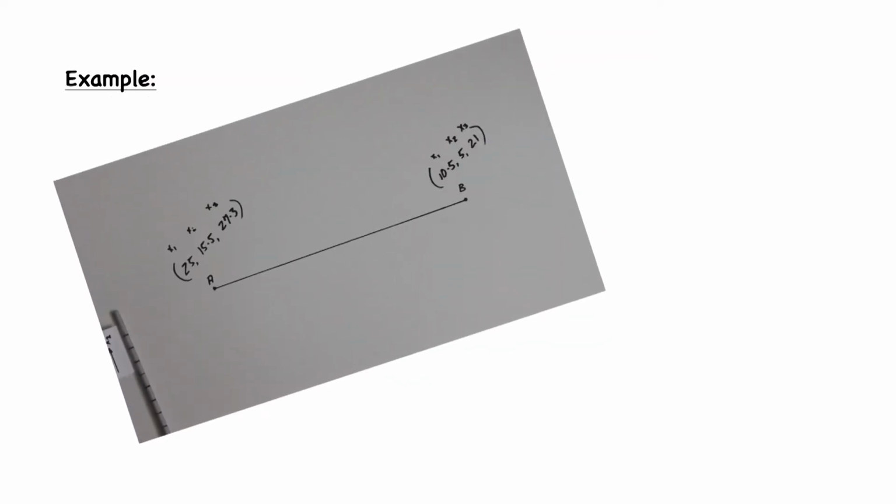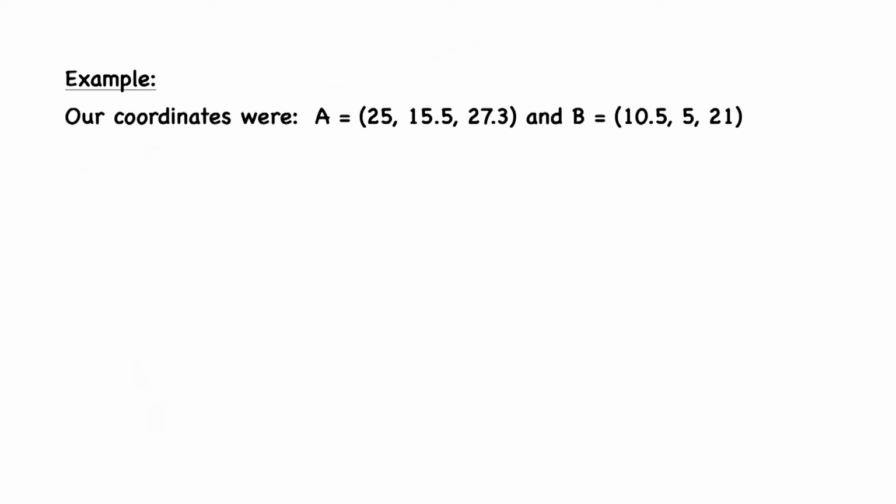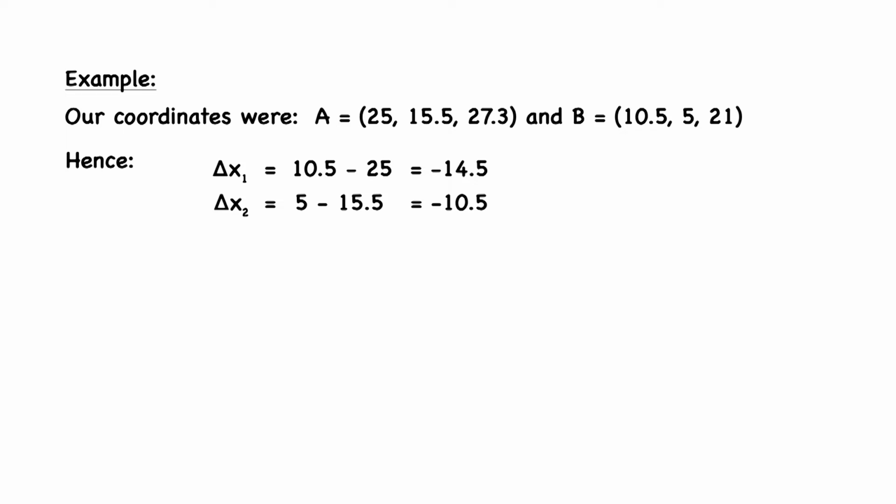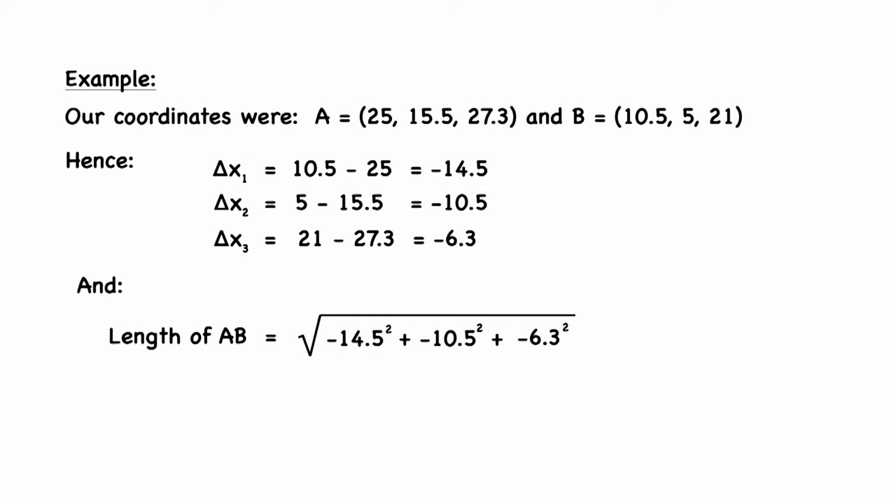Now, as promised, let's test that on the coordinates I wrote in earlier. There they are. Let's just write those down. Hence our three deltas are going to be delta x1 equals minus 14.5, delta x2 equals minus 10.5, and delta x3 equals minus 6.3. And there's then the equation for the length of the line AB. Put that into our calculator, and sure enough, it spits out 19 millimeters, which of course is the length we measured with our ruler earlier on.